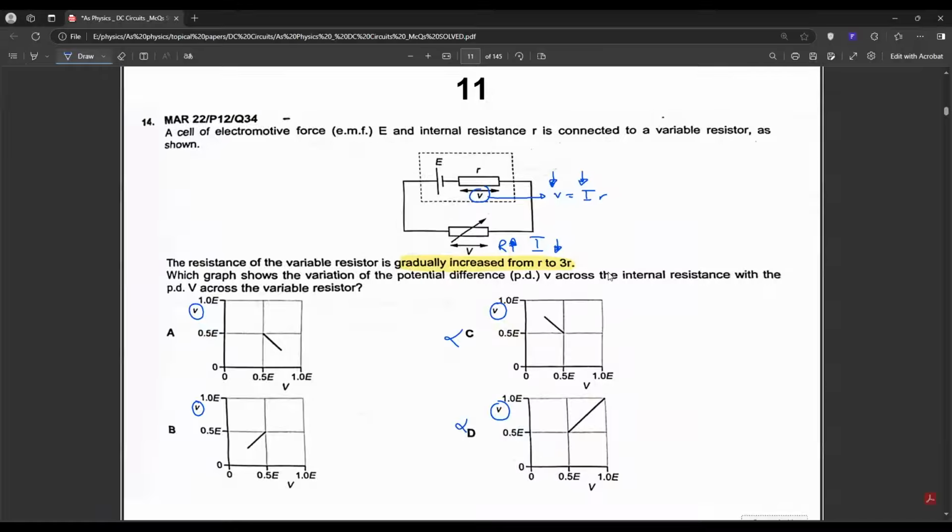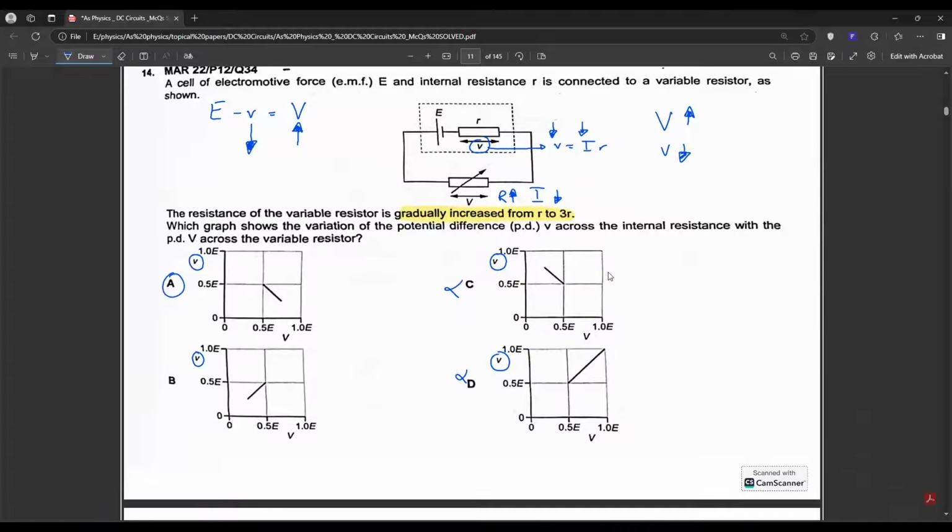Now let's come on to the voltage across the variable resistor. EMF minus small v is equal to the voltage across the variable resistor. If your voltage across the internal resistance decreases, what will happen to the voltage across the variable resistor? It will increase. So your capital V should increase, your small v should decrease. Yes, option A. Your small v is decreasing, capital V is increasing. A is your answer. Let's further move ahead.